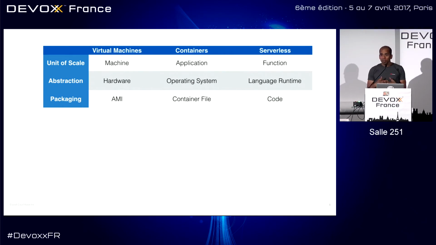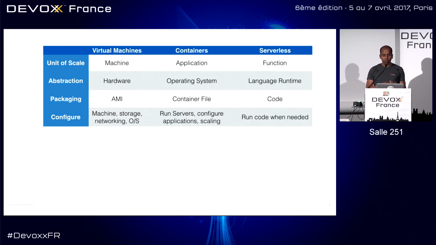In terms of packaging, for a virtual machine, you're really looking at an AMI. That's the standard terminology that people use from AWS land. In terms of containers, you're really looking at your container file, which is essentially a Dockerfile. And in terms of serverless, all you care about is my code. Hey, here is my business logic. Just go run it somewhere and scale it.